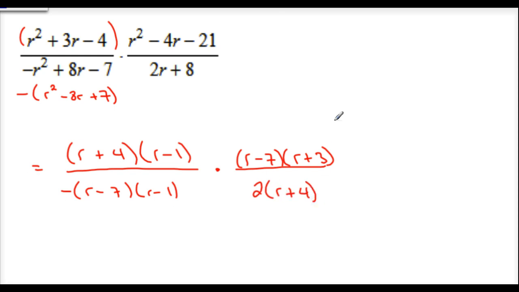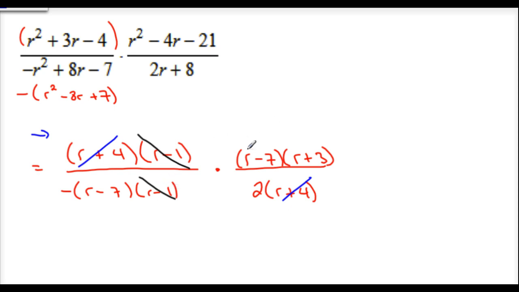Good. Now let's look for our pairs. I usually start from left to right. I have an r plus 4 here in my numerator. Do I have any r plus 4s in my denominator? Yeah. See you later. r minus 1. Do I have one in my denominator? Okay. So here, when I cross this out, I like to use different facing lines, so that when I go back and check my work, I know what I simplified with what.